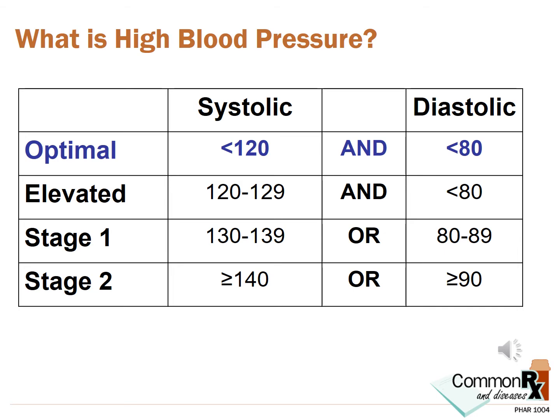Finally, note that if only one of the patient's numbers, either systolic or diastolic, is elevated, it is still considered hypertension, and staging is determined by the most elevated number. For example, a patient with a blood pressure of 139 over 92 has stage 2 hypertension because the diastolic falls into the highest stage.